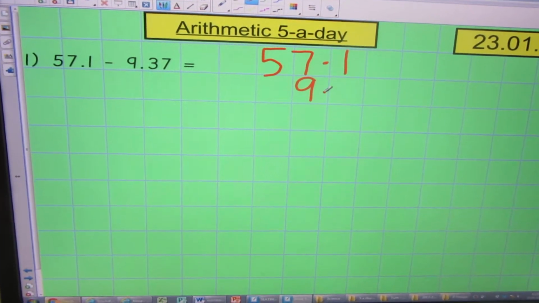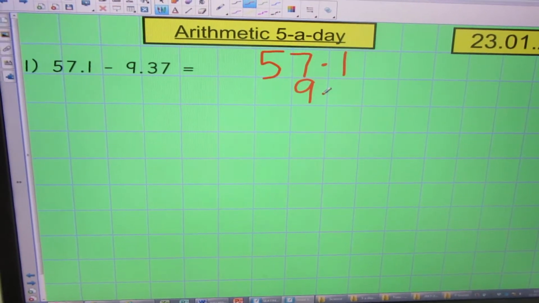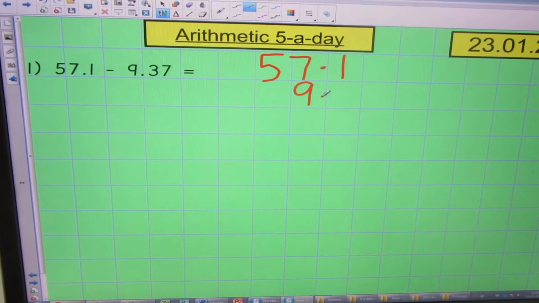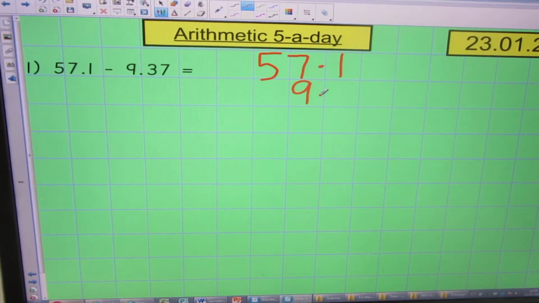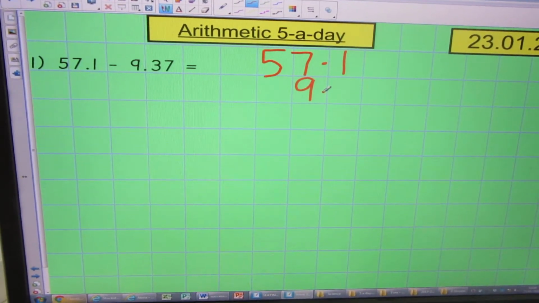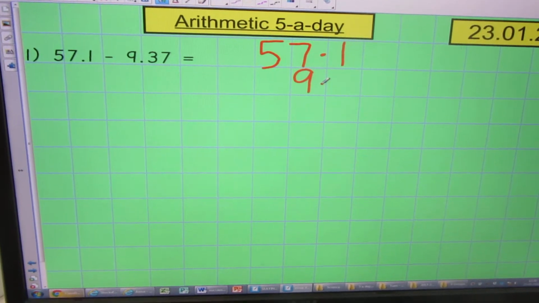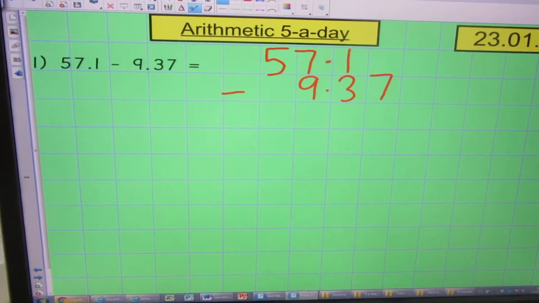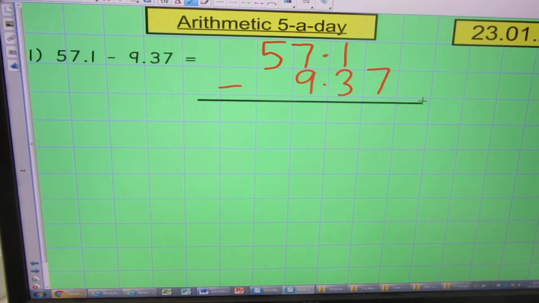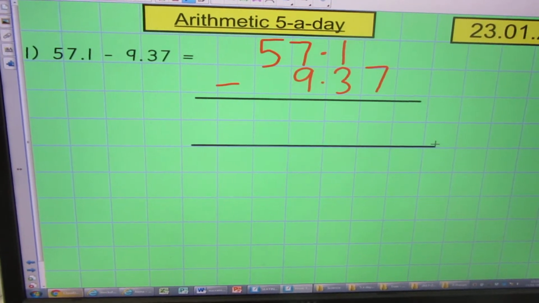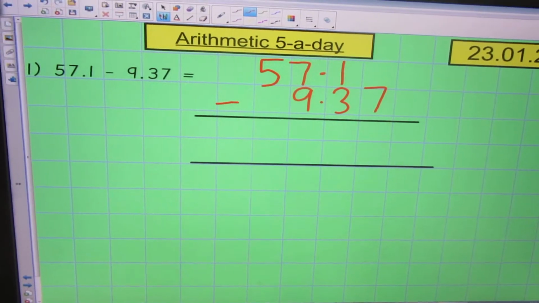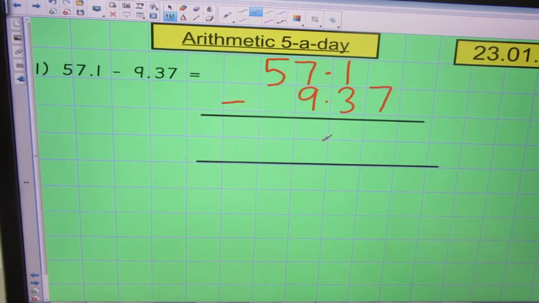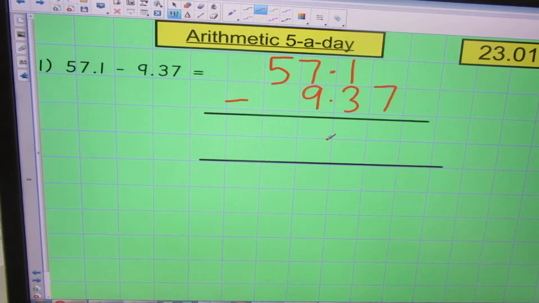Just check that for me, lovely. What column would that be next to the decimal point? Oh, units. Yeah, it's my units column, lovely. So decimal point, then we've got a units. So it's 9.37, and I'm taking away this time. Okay, my decimal points are all in the same position. I'm going to put my decimal point underneath so that I don't forget about it. Okay, so I've got 57.1, take away 9.37.